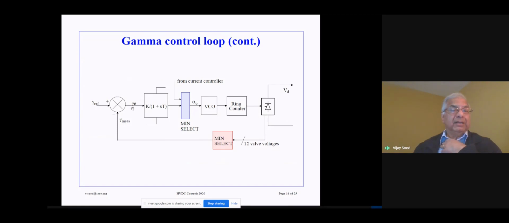We compare these 2 values. We generate a gamma error signal. We go through a PI regulator and then into the current controller, which comes from the other side. So this is the gamma controller. And in order to measure the gamma, the valve voltages are required.